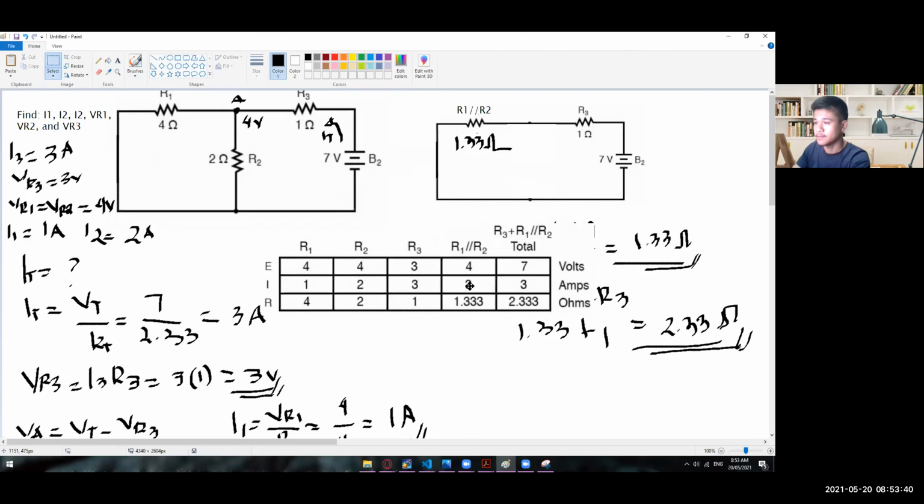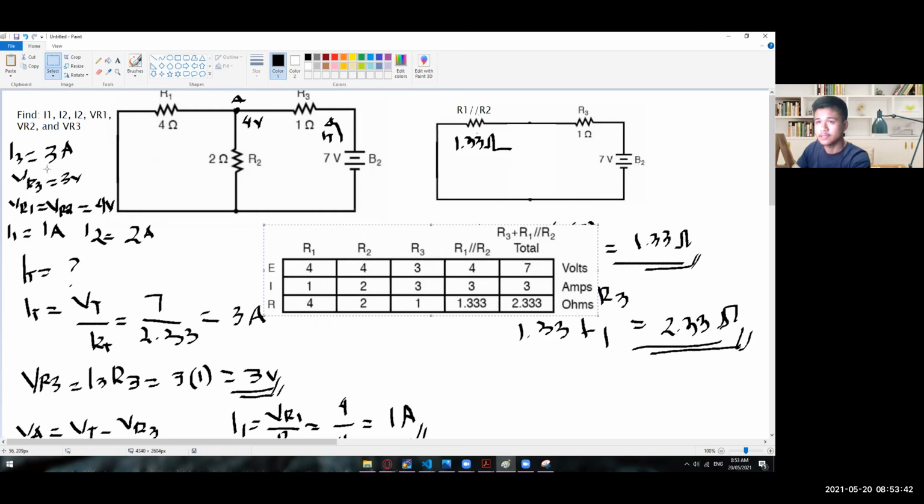Okay, so let me place it right here. So let's just base it right here. So for the total current, we have 3 amps. Total voltage is 7. And then the total resistance is 2.33, which is 1. And let's proceed to right here. R1 parallel to R2 is 1.33.